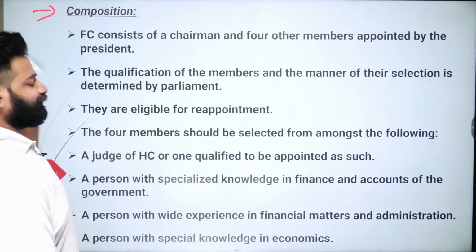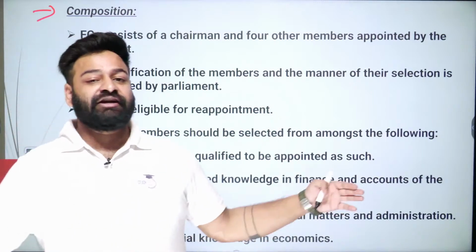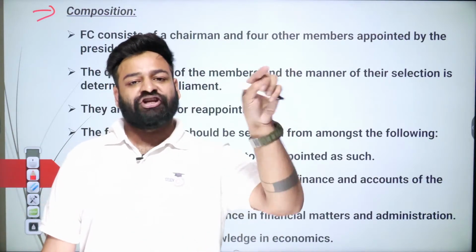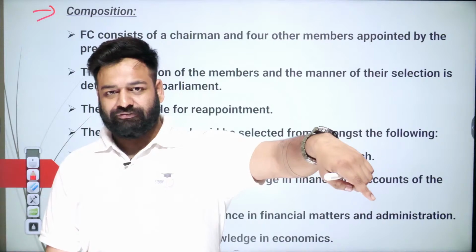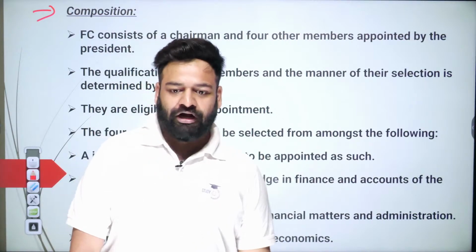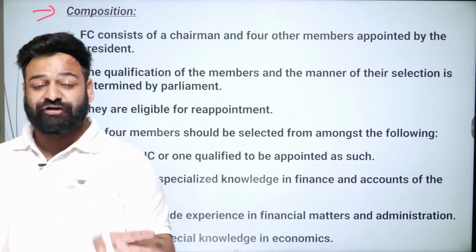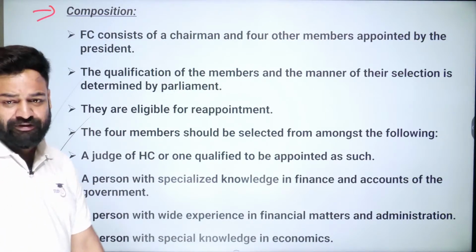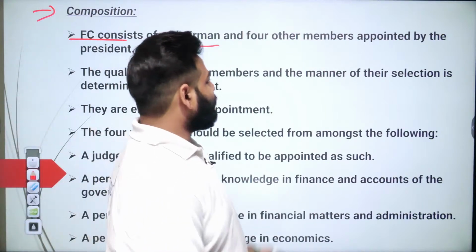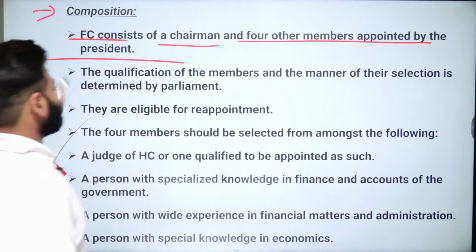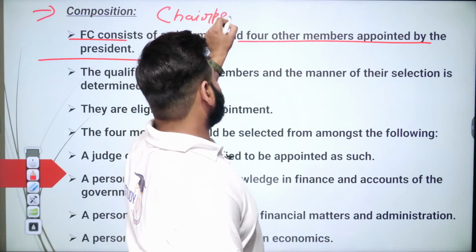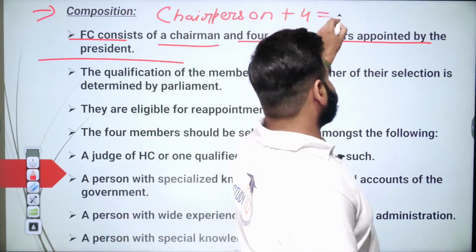So the composition, how many members are there? Because it is a commission, right? Finance Commission. Till now we were talking about the individual bodies. Attorney General of India, Advocate General of States. These are one single body, single person. Okay, or the Comptroller and Auditor General of India. Right? Now we are talking about the commission, that is Finance Commission. So obviously there should be couple of members or multi-members basically. Right? So Finance Commission consists of a chairperson and 4 other members appointed by the President of India. That means basically chairperson plus 4, that is total we have got 5.